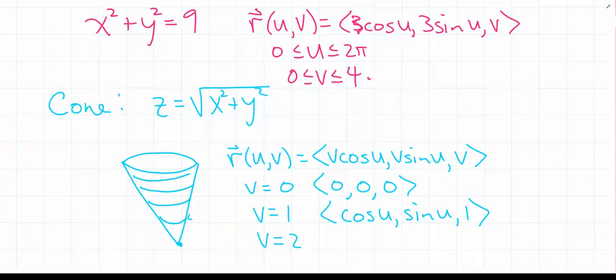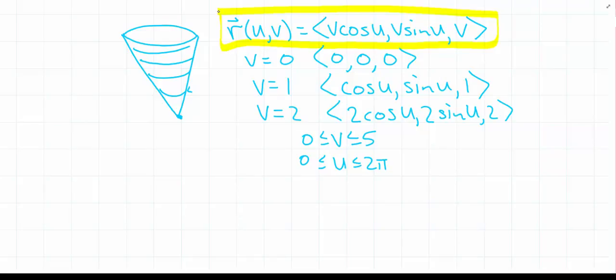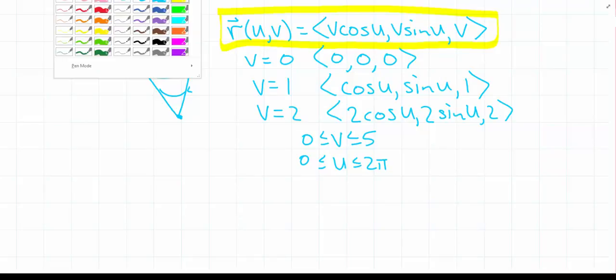When v is 2, you get 2 cosine u, 2 sine u, and 2. And so there we get circles of radius 2. But as we go up, we get bigger and bigger circles. So we might say, just set v to be between 0 and 5, and u is going to be between 0 and 2 pi. So this is another one that we need to be aware of, and that is the cone.